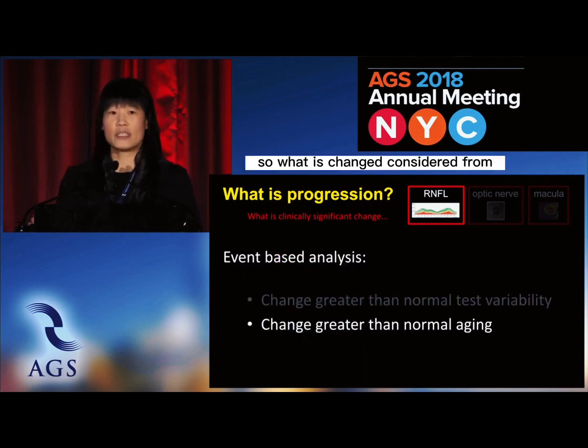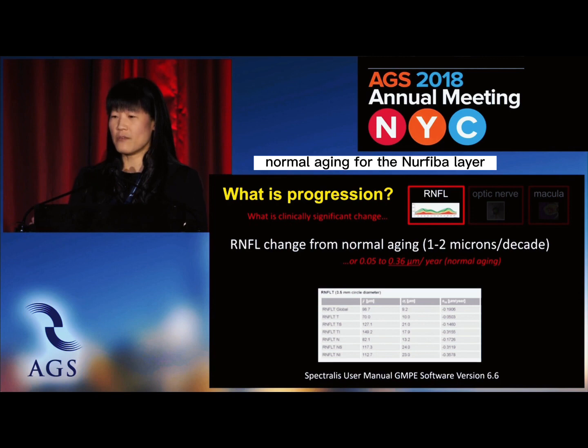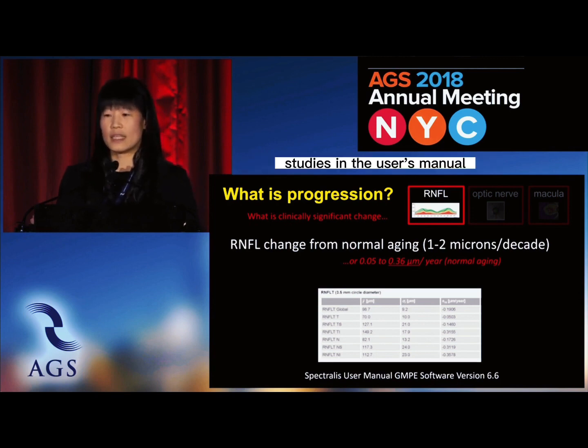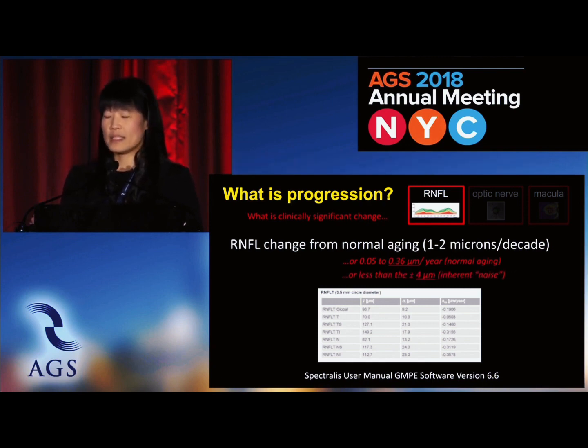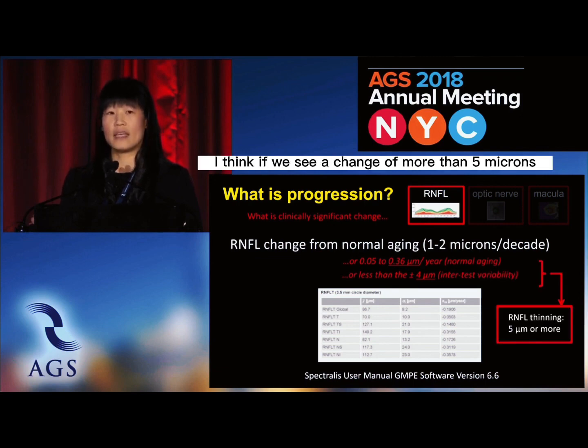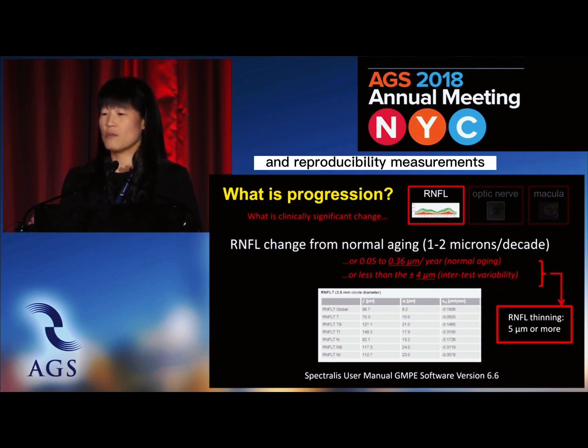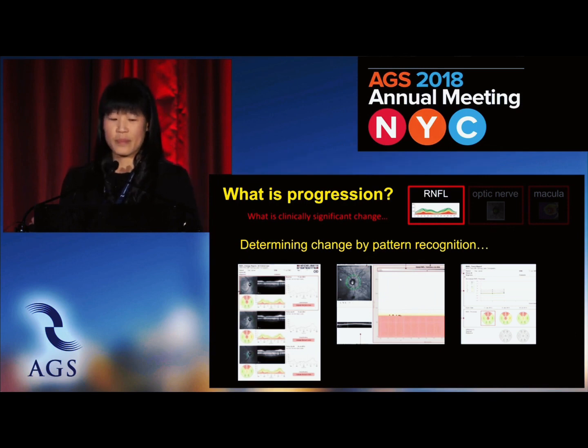So what change is considered normal from aging for the nerve fiber layer? Studies in the user's manual and the literature suggest that it's less than 1 micron per year, which is less than normal intertest variability or measurement noise. So again, if we see a change of more than 5 microns, this is more likely due to real disease, less likely due to normal aging and reproducibility measurements.